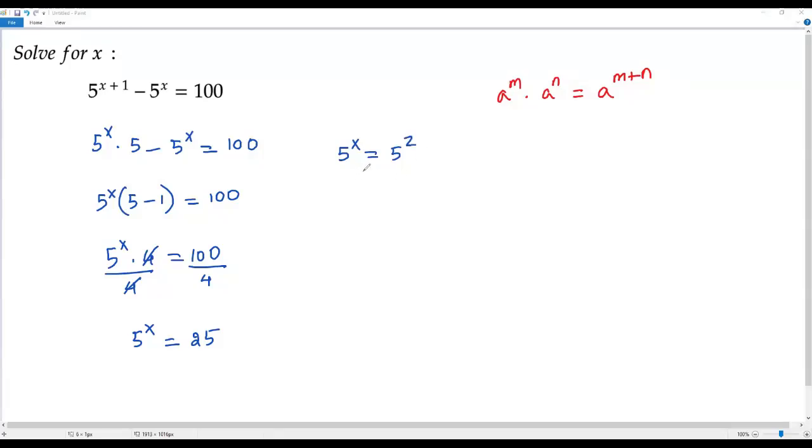Okay, here we can consider the one-to-one property of exponential equations. That is, whenever two terms are equal with the same base, we can equate the exponents. So when I equate the exponents, I'm getting x equals 2. So I have solved for x in the given exponential equation. The value of x is 2.